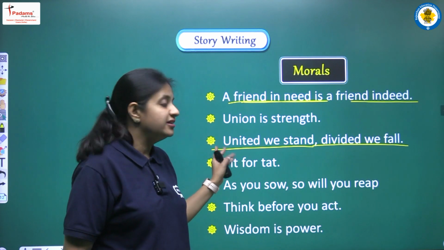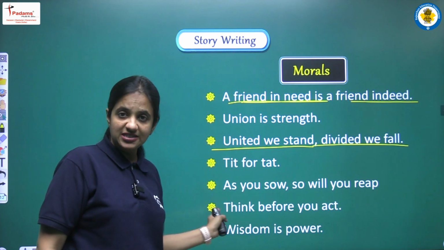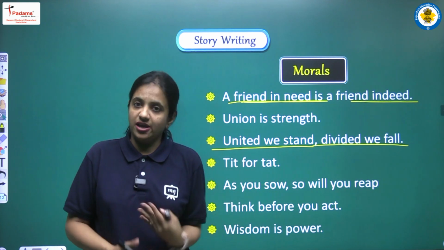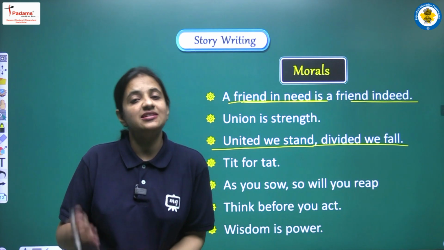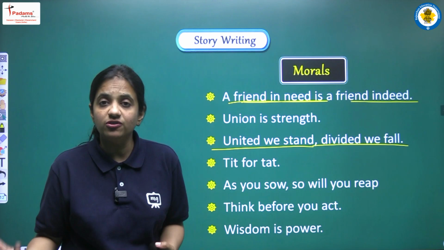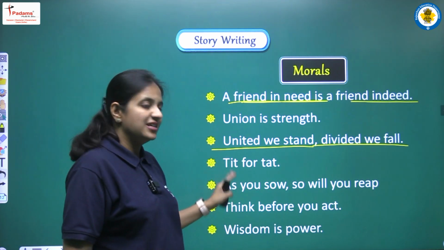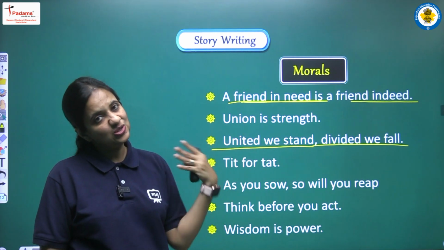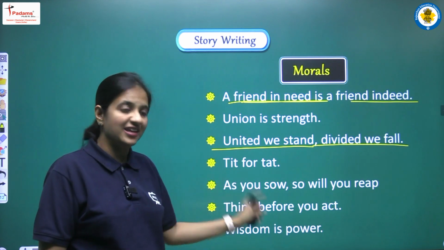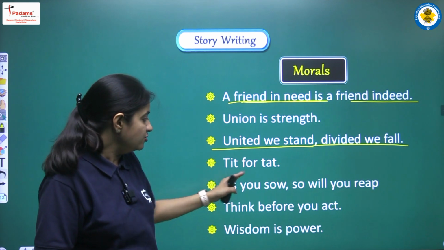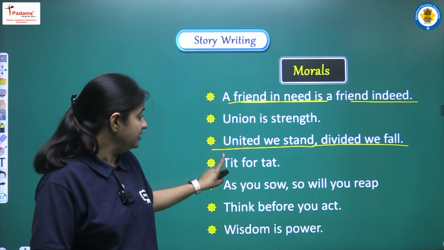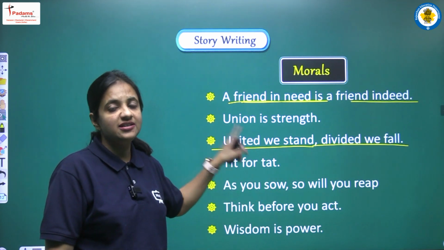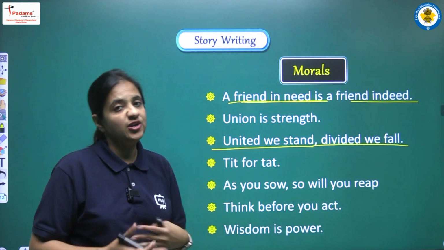Next moral is tit for tat. So this moral says that if you do evil, you will get evil, but if you do good to others, definitely you will receive good from others also. So this is tit for tat, and there are so many stories that teach us this thing. Next one is as you sow, so will you reap. So this is the same moral. You can write this thing in this manner also, that is as you sow, so will you reap.